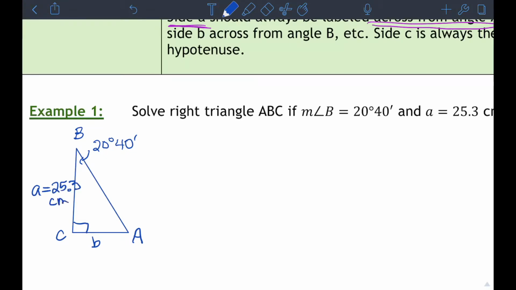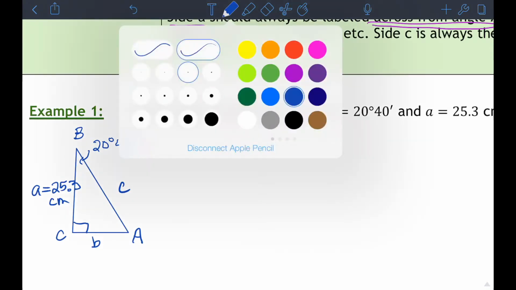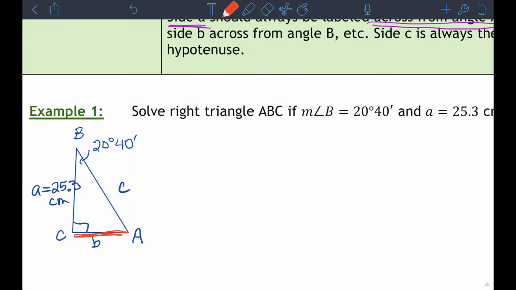And angle C is always your right angle, side C is always your hypotenuse. Okay, so here's what we've got. You can find your 3 missing pieces of information in whatever order you would like. We need side B, side C, and the measure of angle A. We're going to just start with side B. So if you're looking for side B, think about what you have and what you're trying to find. You have angle B and you have side A. We're looking for side B.